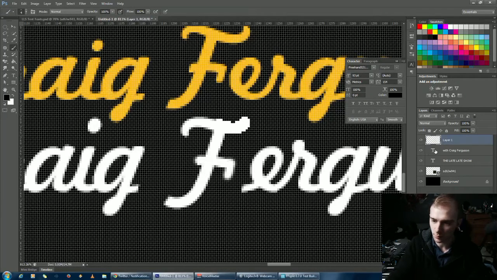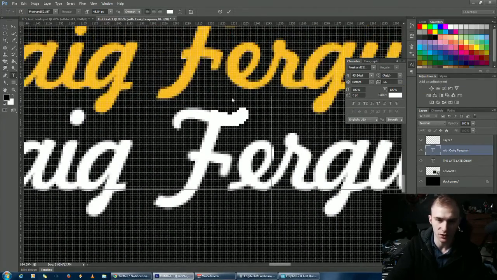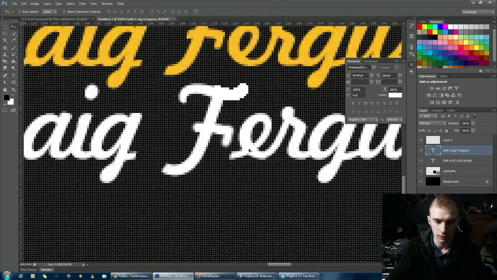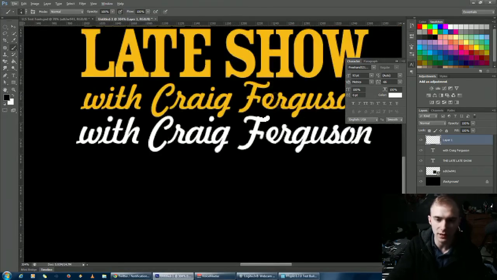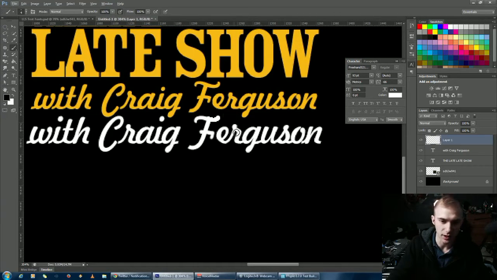And now you can see one more thing here. I'll bring this over a bit. The E here, as you can see, there's no tail on the E in the original logo. And that's a simple enough modification. They would have just gotten rid of it like that. Alright? Now we have something somewhat similar to the Late Late Show with Craig Ferguson logo. Everything else is pretty much the same. The R, G, U, S, O, N are unmodified. All that's been changed is the letter spacing.